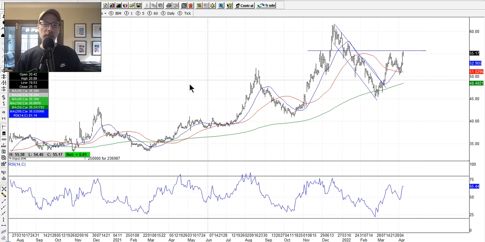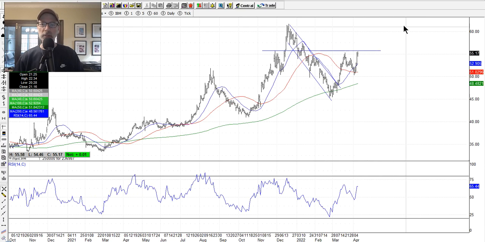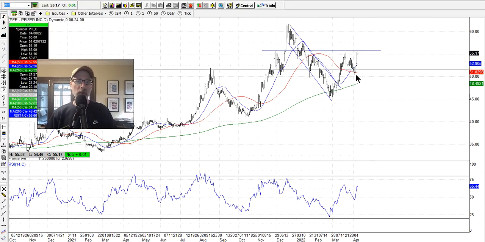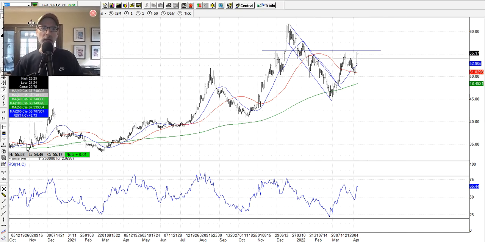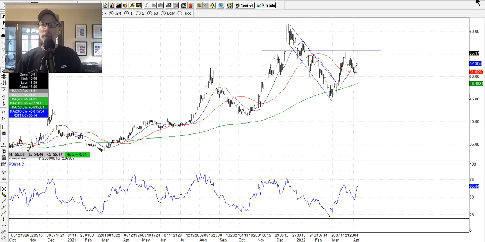If it can get through there, it's on its way to move along with its peers and go higher. So if it can get above, let me see what level this is, right where the blue line is, around high 55, just under $56. If it can get through $56, it'll probably work its way to 60 and maybe take on its highs up here. So keep an eye on Pfizer. I like Pfizer. I might have to look at that for a trade in our newsletters for this week.